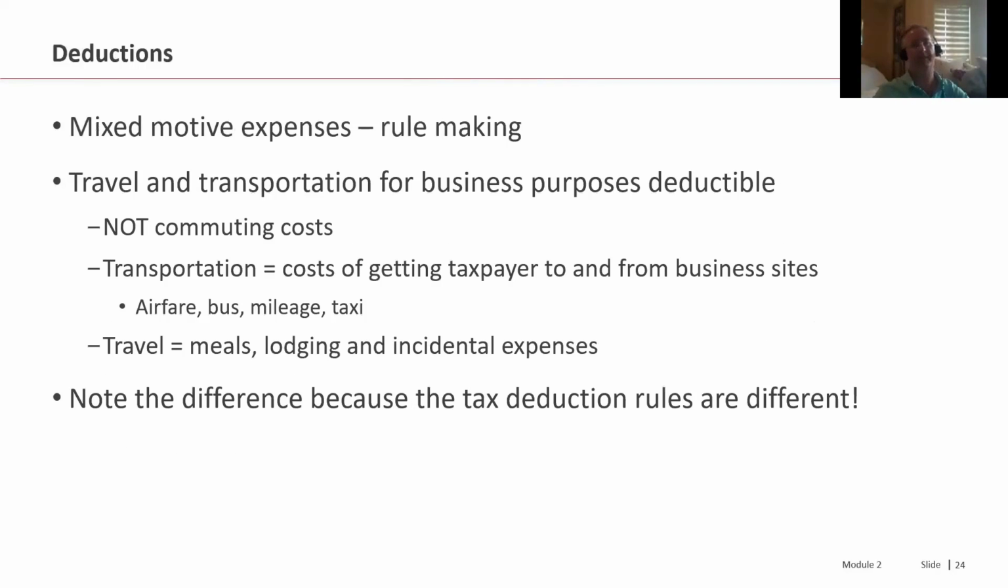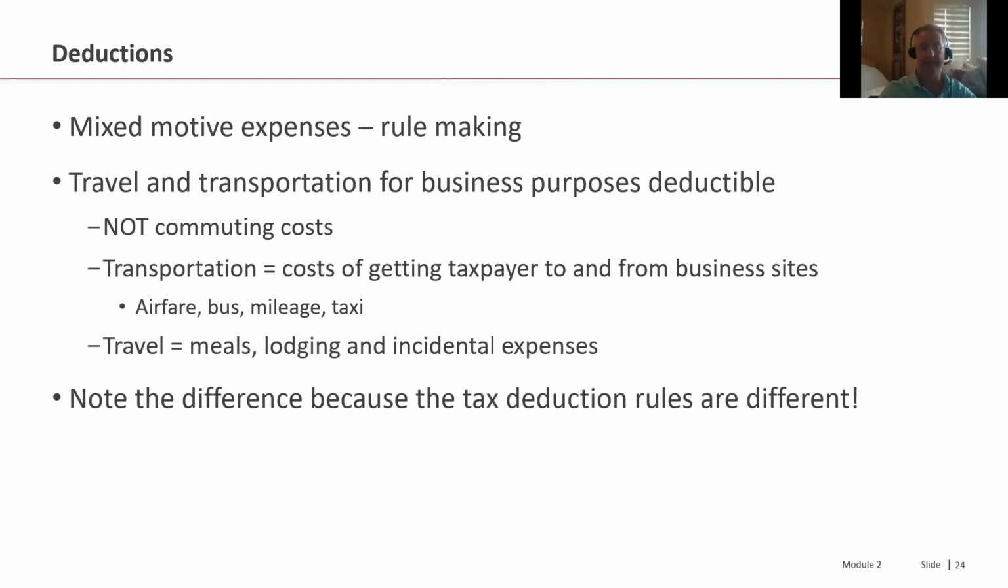All right, let's talk about mixed motive expenses with a rule-making approach. Travel and transportation for business purposes is deductible. However, that excludes your commuting costs. So we need to break transportation and travel down into two separate segments. Transportation is the cost of getting a taxpayer to and from a business site. That could be airfare, a bus, mileage in your own car, a taxi, an Uber, a Lyft, whatever it might be.